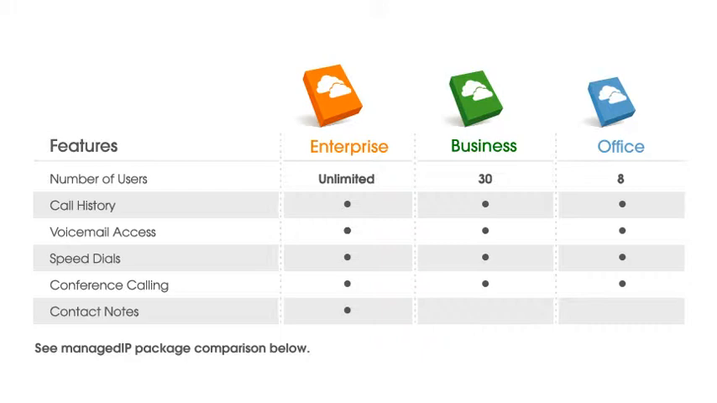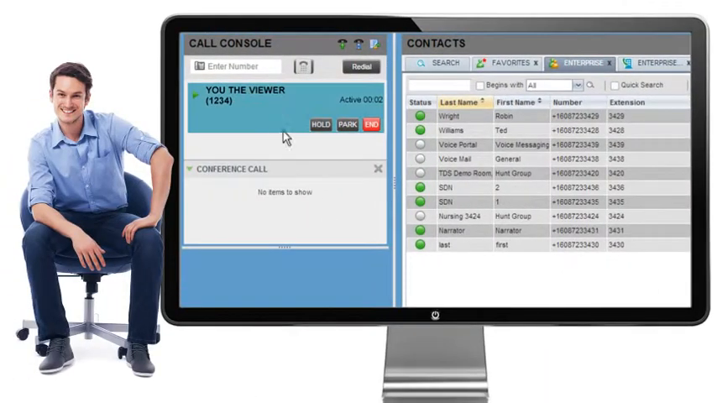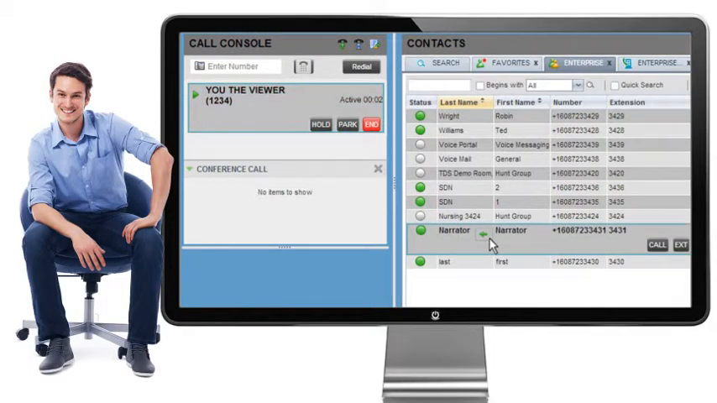There are 3 total: the Enterprise that Robin uses, the Office that I use that monitors 8, and then there is one in between, the Business package, which has 30 users that it can monitor. And we know, when the time is right, it's an easy transition to upgrade from the Office to the Business package, or even to the Enterprise, depending on our needs. Well, I hope that helped. Sorry, but I gotta get back to work.